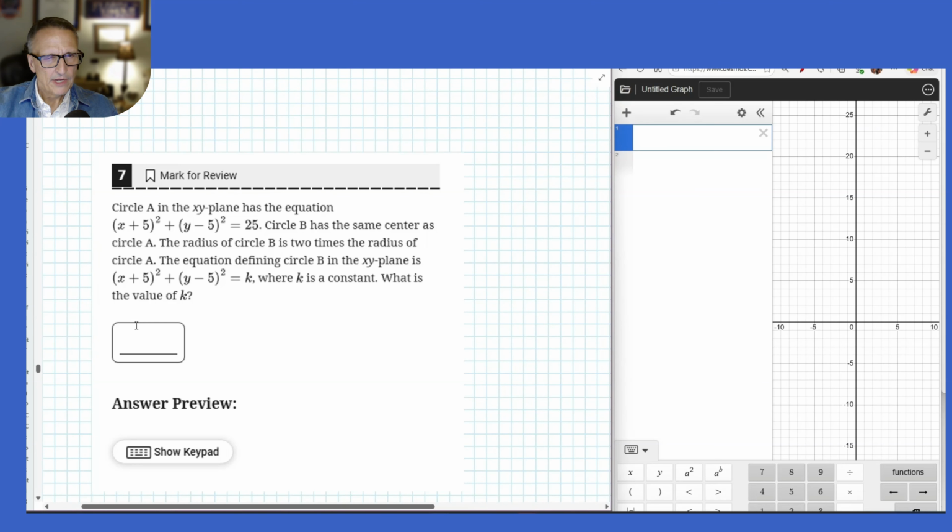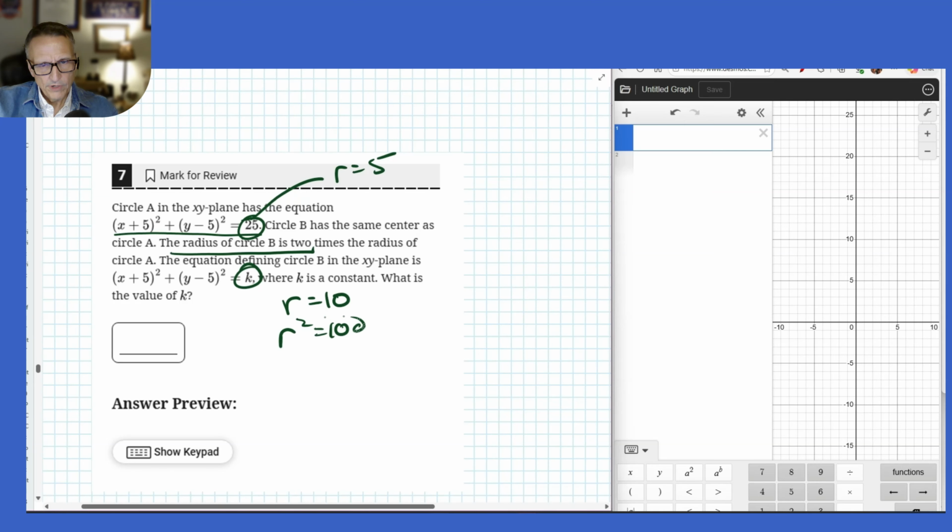All right, number 7. A circle A in the xy plane has the equation here. Circle B has the same center as that, but the radius of circle B is 2 times the radius of circle A. So here's circle A, and with that 25 there, you know that the radius is the square root of 25, or 5, which would mean then this other circle, its radius is twice that. So this other circle has to have a radius of 10. So therefore, that has to be r squared, 100. So your answer here is 100.